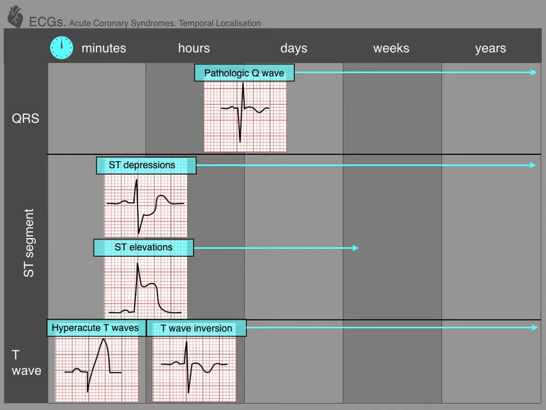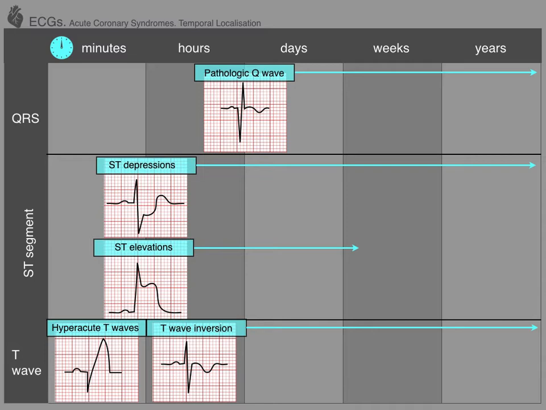So if somebody is having a STEMI, within the first minutes, what you will see on an ECG is hyperacute T waves. Now, normally as a doctor, you won't actually get to see these because if you're talking in the scale of minutes, usually these events occur in the community.